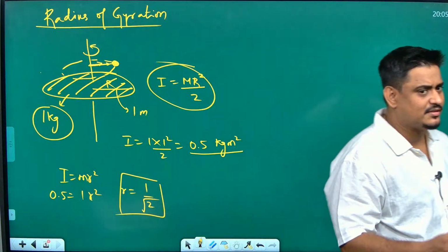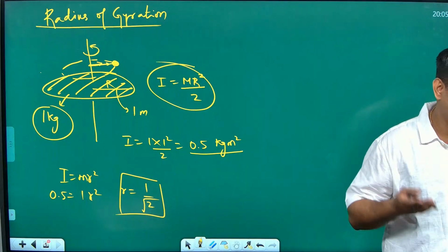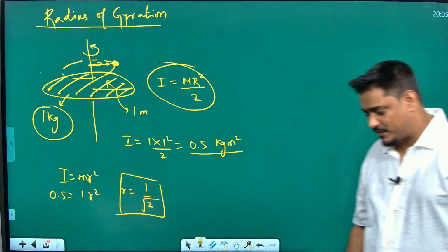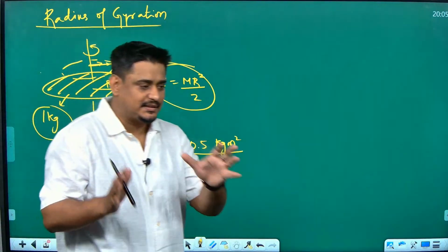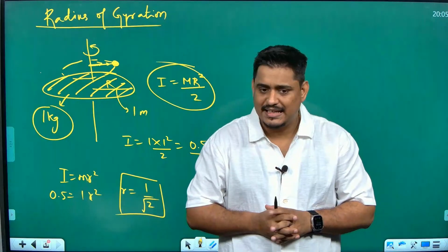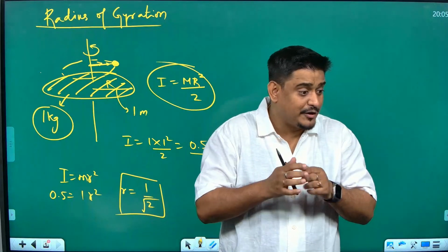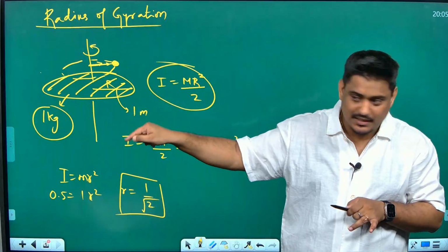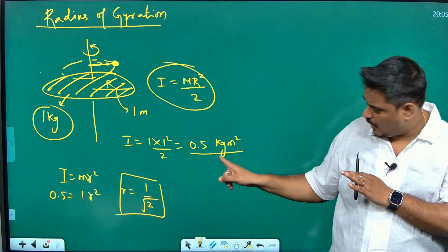Are you getting my point? Not getting? No, I will explain 10 times, don't worry. Today you will understand and go home. I will repeat once again. I have a disc. The disc has 1 kg mass and 1 meter radius. What is its moment of inertia as per the formula? If it is rotating on an axis passing perpendicular to its plane and through its center, the moment of inertia value is 0.5 kilogram meter square. Understand this much?